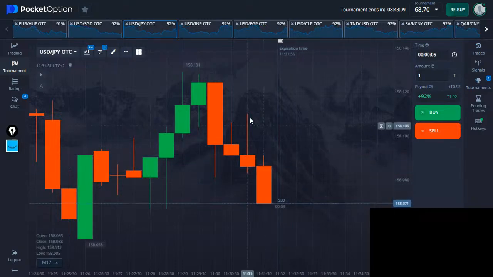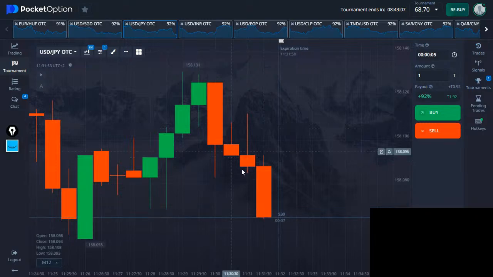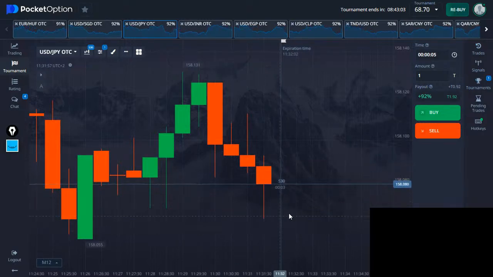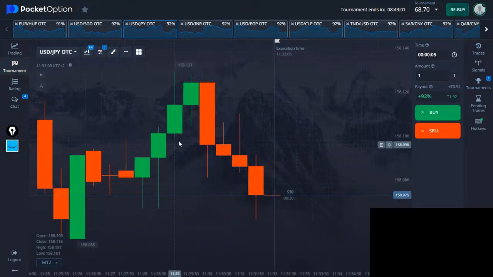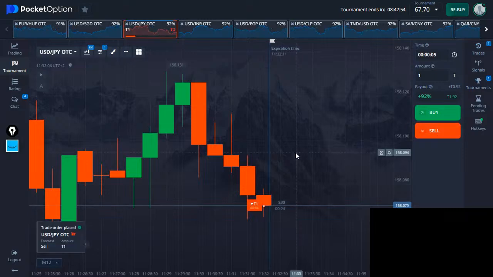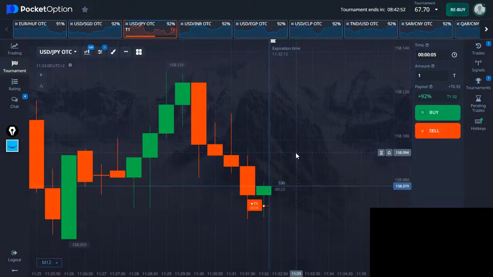Oh, look at this push. Topping tail bars, two back-to-back. Follow-through rate is extremely high to the downside. Look at this as well. Follow through to the upside. Give me red. Powerful red. I'll go for a sell. Come on.